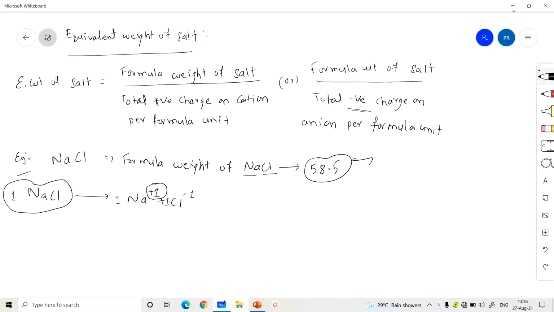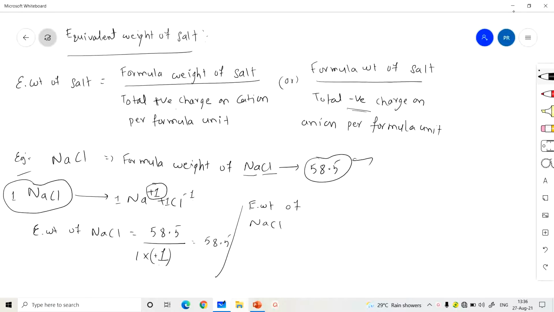Next, our formula weight of the salt, total negative charge. Total negative charge 1 into minus 1, 1 minus 1. Charge is positive or negative, secondary. You should check the total number. Okay, now equivalent weight of NaCl equal to 58.5 divided by total positive charges 1 into +1. So that is not a sign, that is secondary. Number is primary here. That is 58.5.